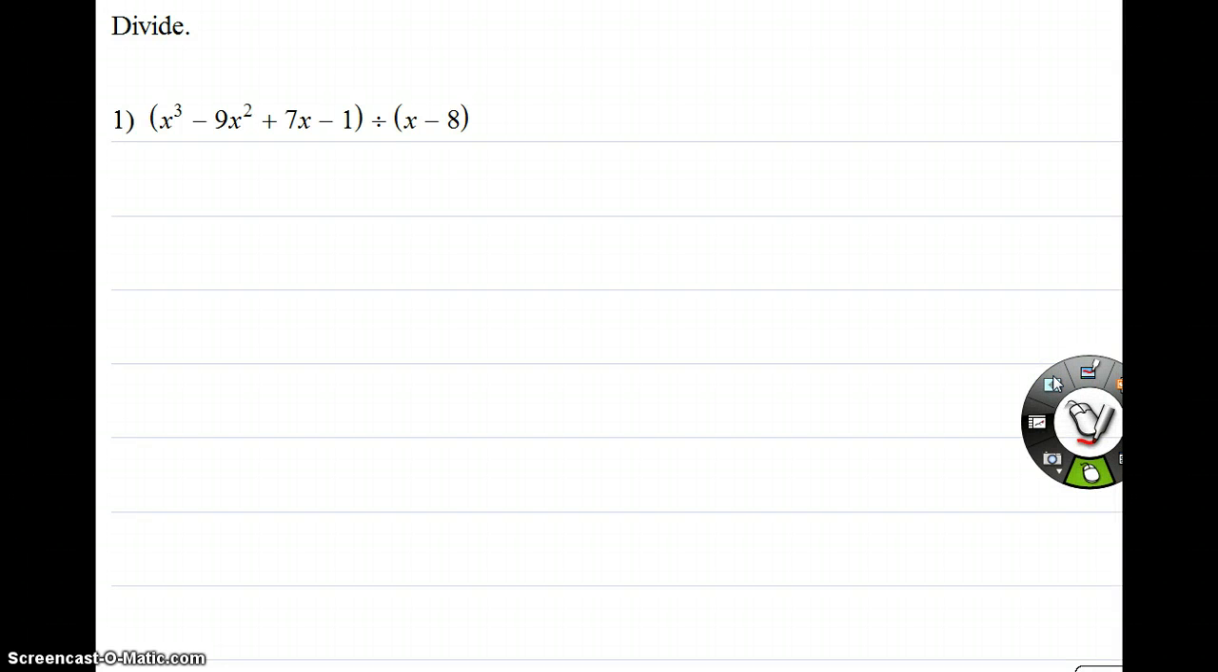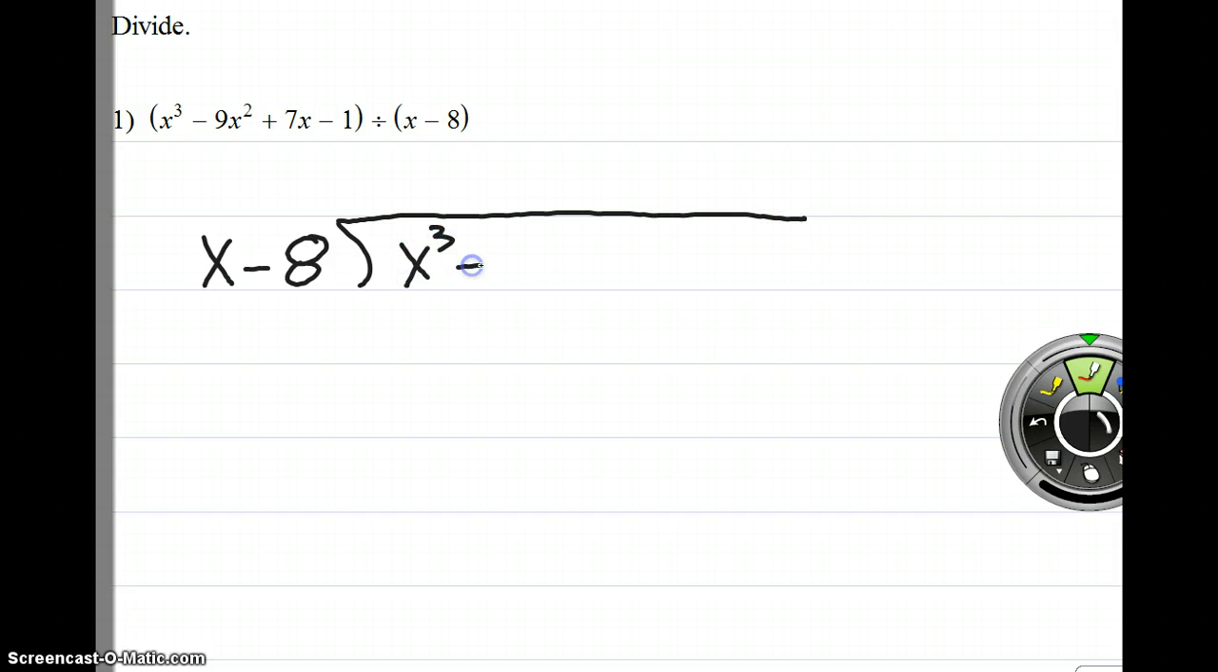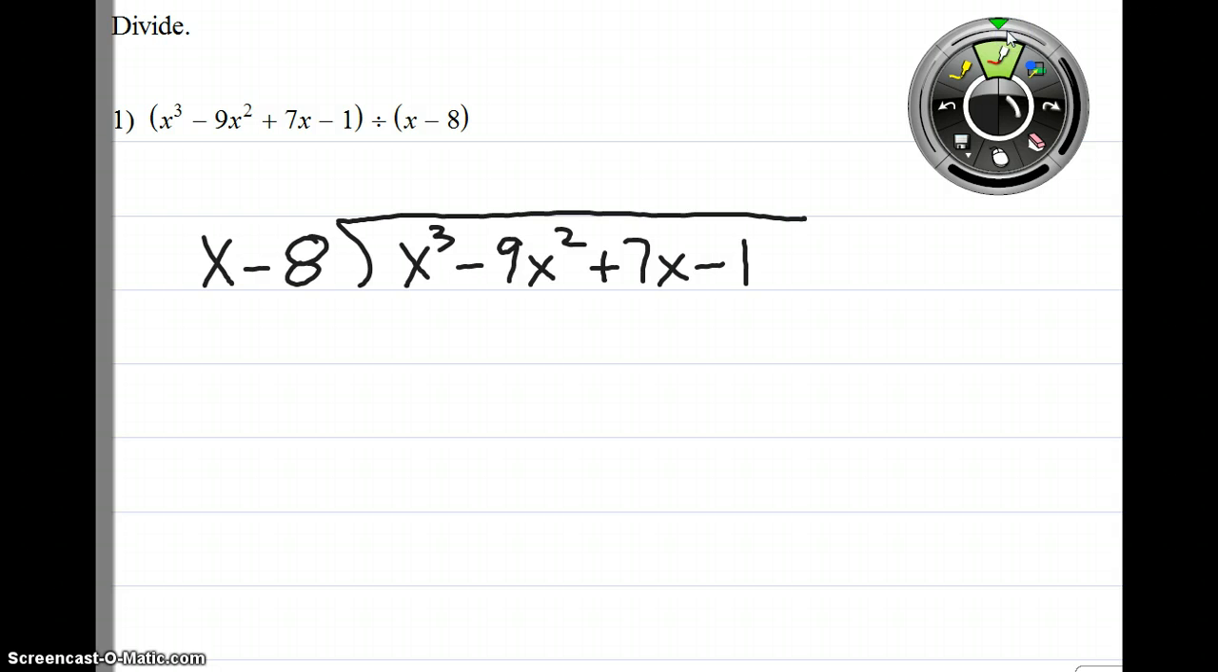Okay, what we're going to do now is take a boost up and try to do these with variables. So the first thing is a setup. The setup is the denominator goes on the outside of our long division problem, and we write our polynomial on the inside. If there's any missing terms, you have to put those missing terms in there. And then we're going to do the same 4 steps that we just got done doing.